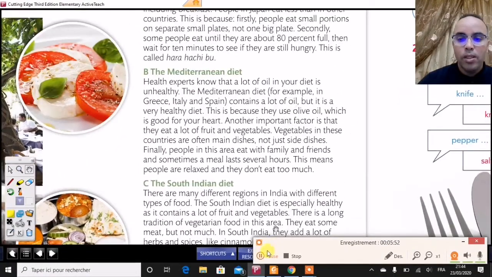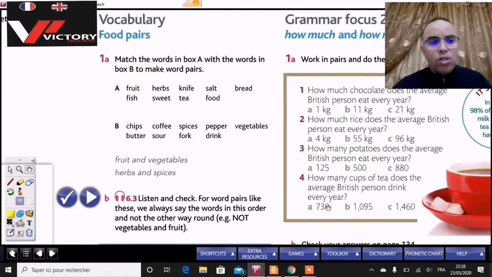That's all. Let's move on to talk about another component, which is vocabulary. So this is the component of vocabulary. Here in this exercise, you are going to match the words in box A with the words in box B to make word pairs, which means all the words from the first box, box A, can be paired with a word from the second box with the word and. As you can see here, and is in the middle.